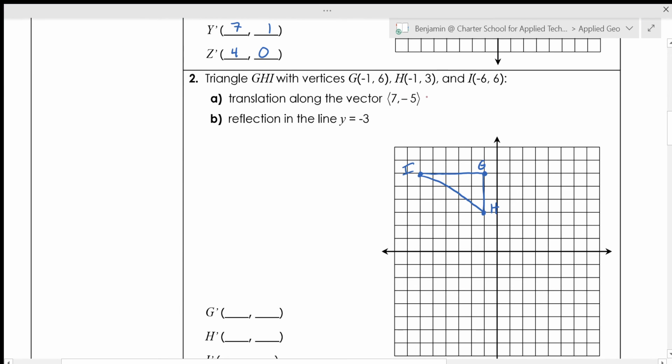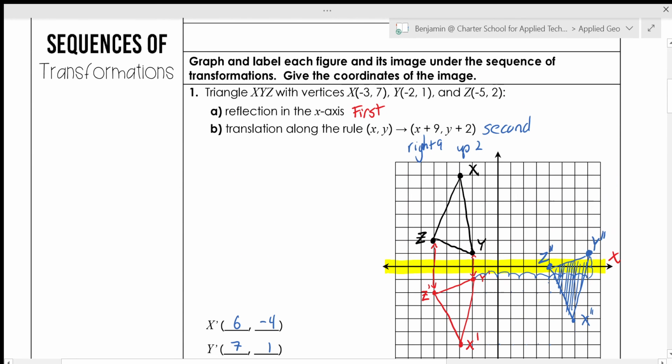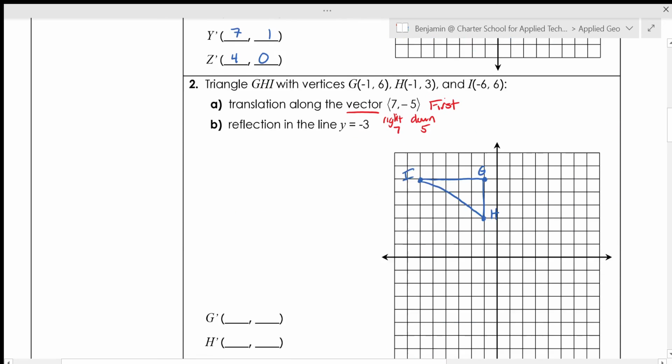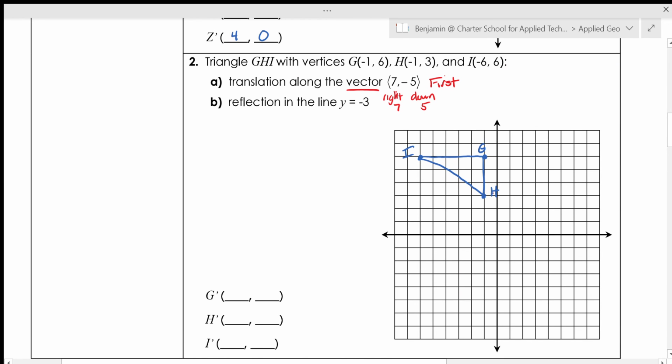So we're going to do this one first. This means right 7, then down 5, because it's a vector. Vector is very similar to the translation. It's just written differently. So right 7. Let's move one at a time. So H is going to go right 1, 2, 3, 4, 5, 6, 7, and then down 1, 2, 3, 4, 5. So there is my new H.